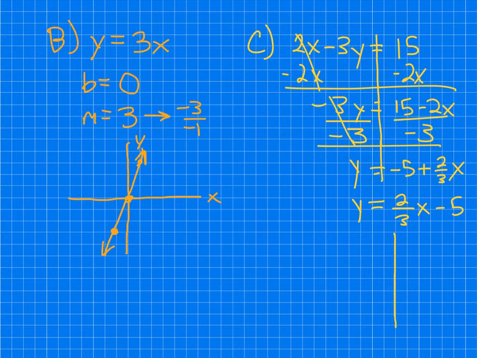Let's draw my coordinate plane. I know I'm going to be starting at -5, so I got to make sure I have space down there. So I'm going to plot my y-intercept at -5 on the y-axis. I'm going to go up 2 and to the right 3, up 2 and to the right 3. I have 3 points. Draw my line and my arrows.